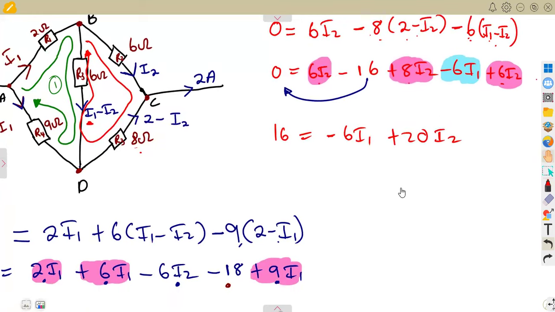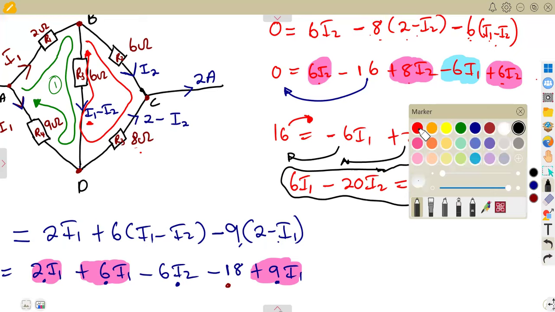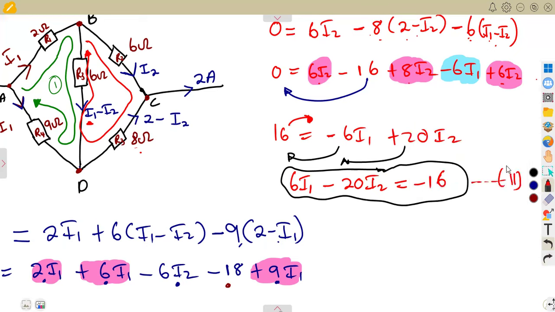You can even avoid working with negative values, guys. You are the one who is formulating these equations. It's in your hands. You can take this to the other side, and this to the other side, so that I1 becomes a positive. So it will be 6I1 minus 20I2. I2 was a positive, so it becomes a negative. Then you transpose the 16 to the other side, and it becomes a negative 16. This is in your hands, the way that you are going to formulate these equations. So we've got equation 2.